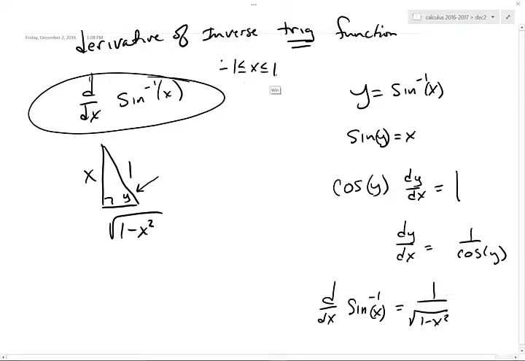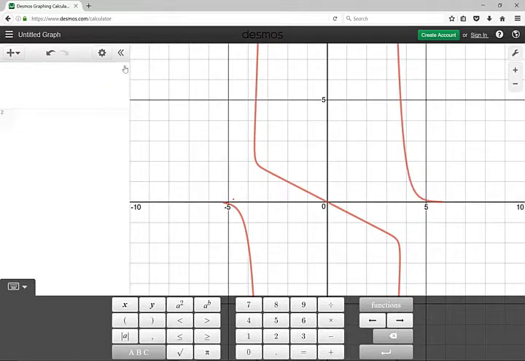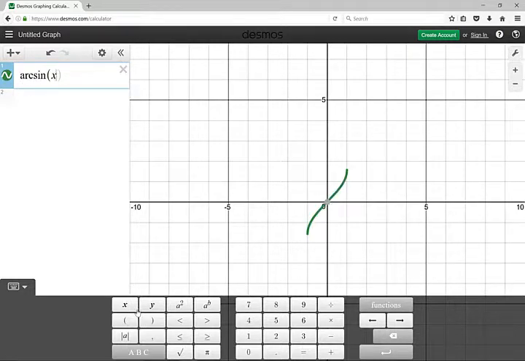So, we know this is the domain of that function, yes? Right? What does arc sine look like? Perhaps it's been a while. Perhaps we need to look at it again. Perhaps we've forgotten. Perhaps we should graph it. Arc sine x. Oh, there it is.